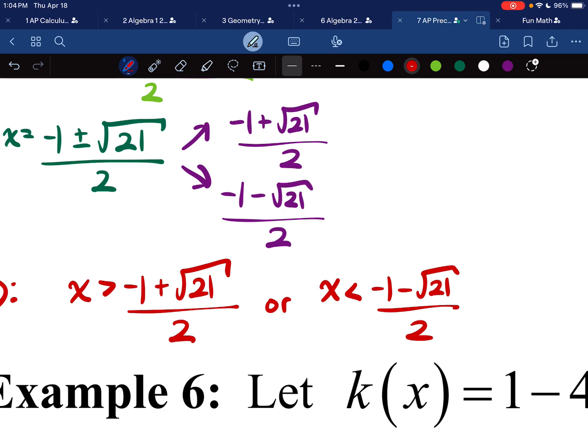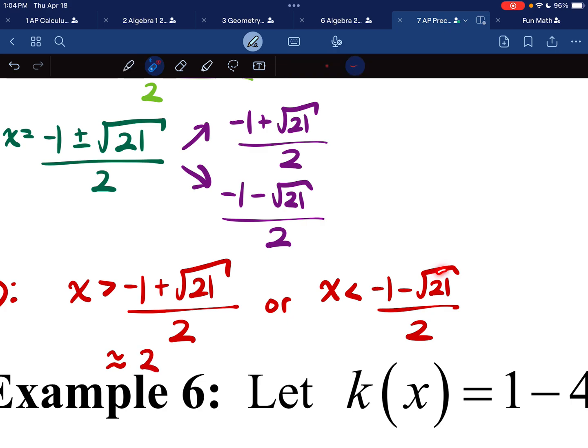And what is this? This thing is basically close to root 25, which is basically 5. So this number is a little bit less than 5. So negative 1 plus a number a little bit less than 5 is a little bit less than 4, divided by 2. This is about 2.